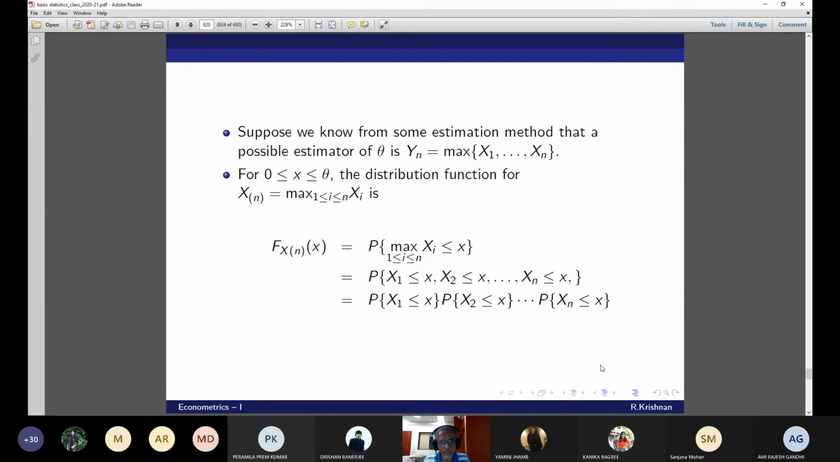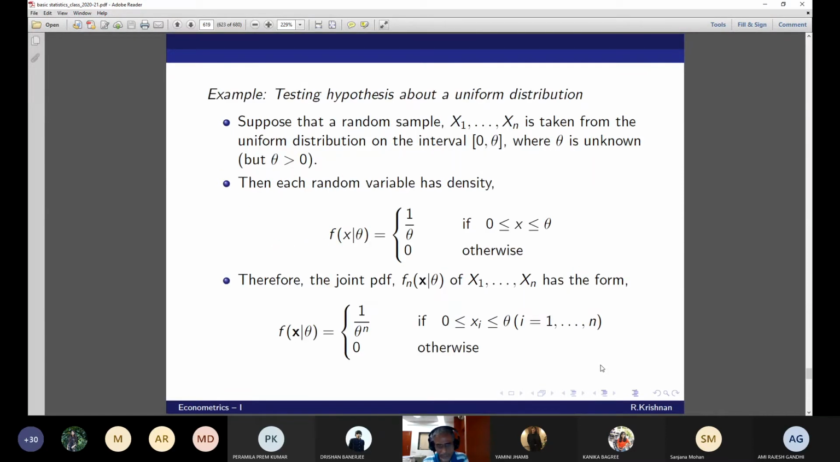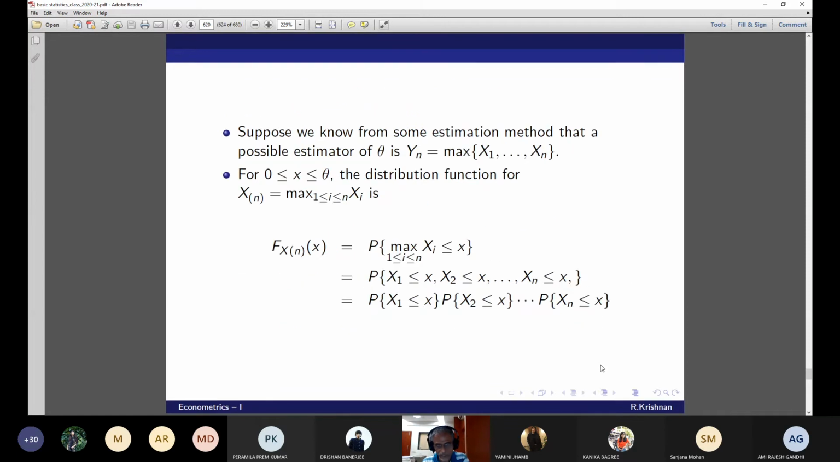For now, we know from the maximum likelihood estimation method that a possible estimator for theta in a uniform distribution is Yn. Yn is the estimator for theta; normally we had it as theta hat, but now it is Yn. Yn is nothing but the max of x1 to xn. What is this max of x1 to xn? Those of you who have done statistics?